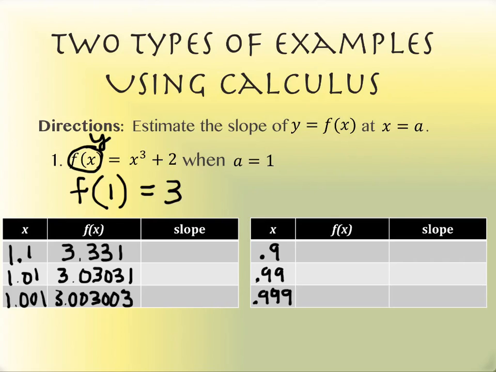All right, so the first one at 0.9 has an f of x value of 2.729. The next one has a 2.97, 0299. And the last one says 2.99700, and then it'll be 3 because we will round the 2 up.